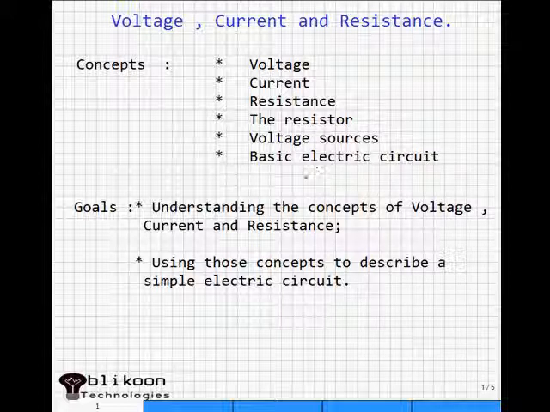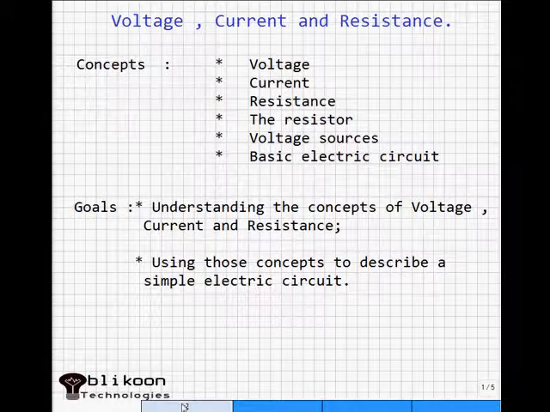We will talk about the resistor, voltage sources, and the basic electric circuit. After this video, you should be able to explain the concepts, state simple formulas to back them up, and give their units. You should be able to use voltage, current, and resistance to describe a simple circuit.